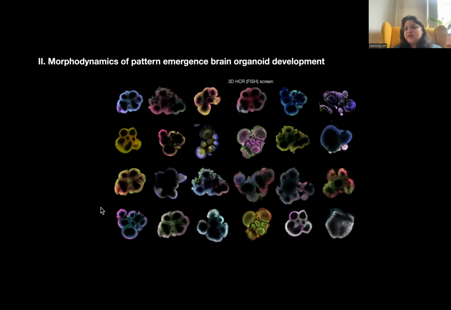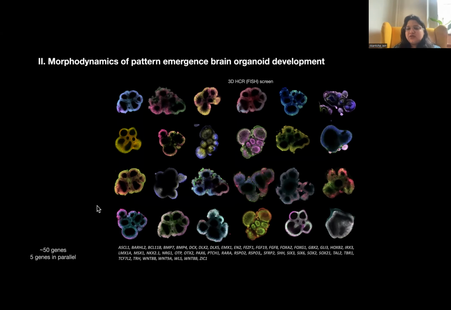So moving on from this, then I wanted to further delve into this initial lumen patterning events that we found. And for this, we did a big HCR screen, which is a fluorescent in situ method, where we went to the literature. We collected a list of about 40 to 50 genes, which are known from mouse and other model organisms to be patterning the early brain.